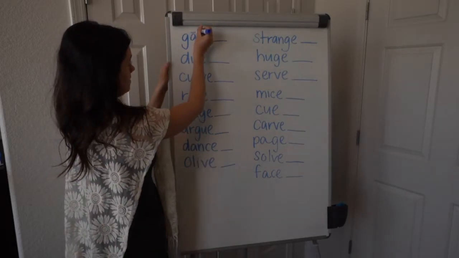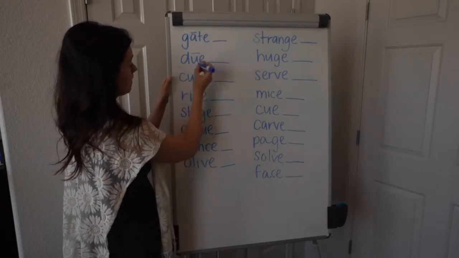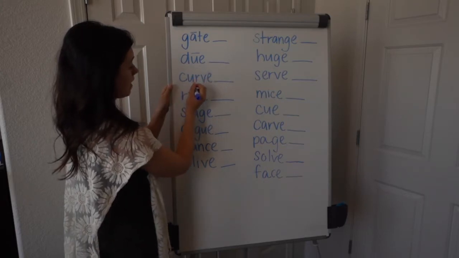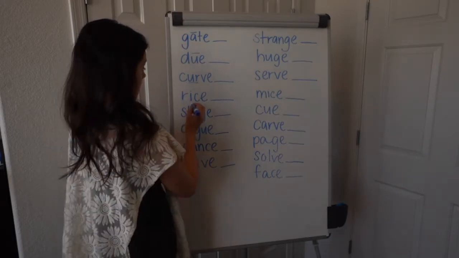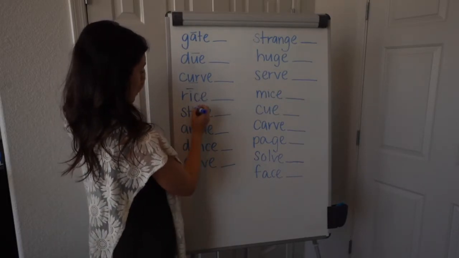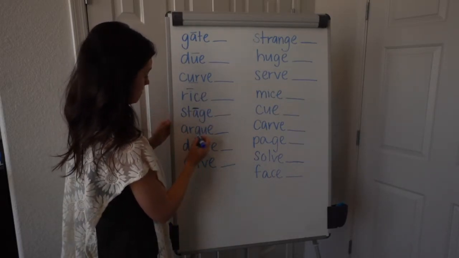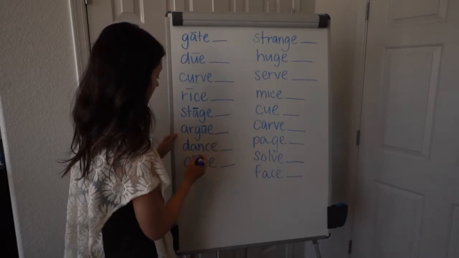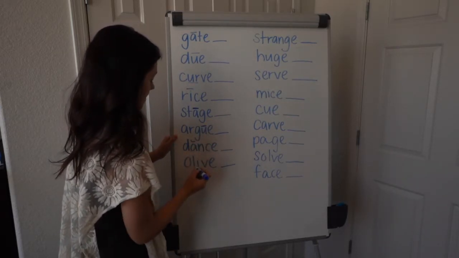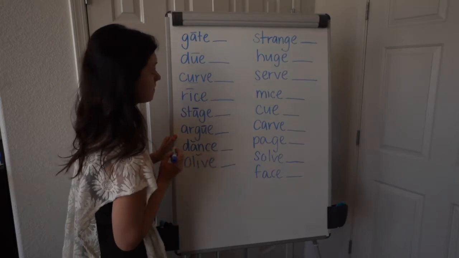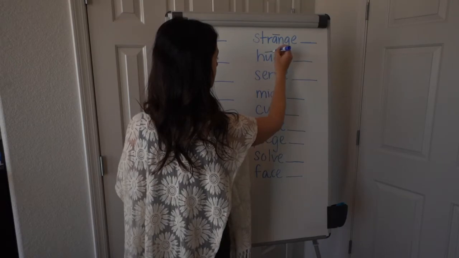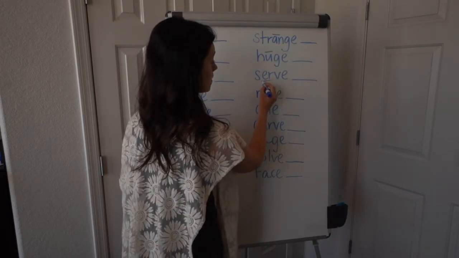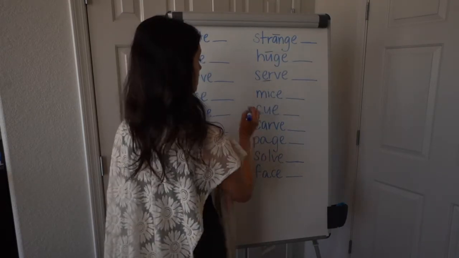Gate, do, curve. This is an R-controlled vowel, so we're not going to mark that one, okay? Rice, stage, argue, dance, olive, strange, huge, serve. It's an R-controlled vowel, not going to mark that one.